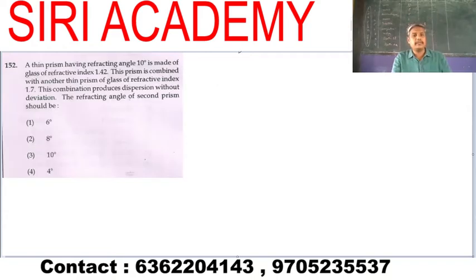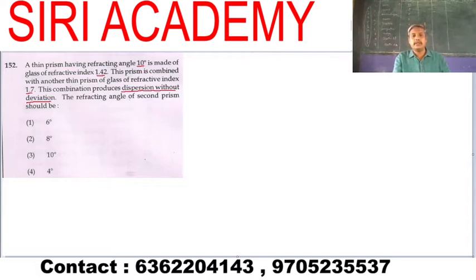Problem from prism, question number 152. A thin prism having refracting angle 10 degrees is made of glass of refractive index 1.42. This prism is combined with another thin prism of glass of refractive index 1.7. This combination produces a dispersion without deviation. The refracting angle of second prism should be.